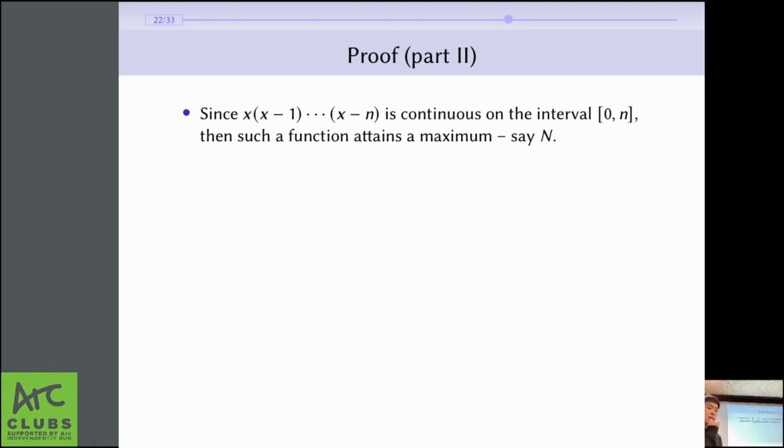Well, we know that x times (x minus 1) up to (x minus n) is continuous on the interval 0 to n. Remember that 0 to n is a closed interval. Then by the extreme value theorem, or by the maximum-minimum theorem, we know that that function must attain some maximum. Let's call it m.